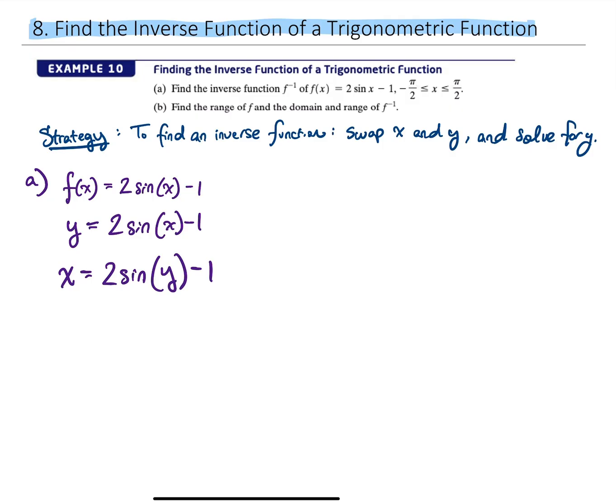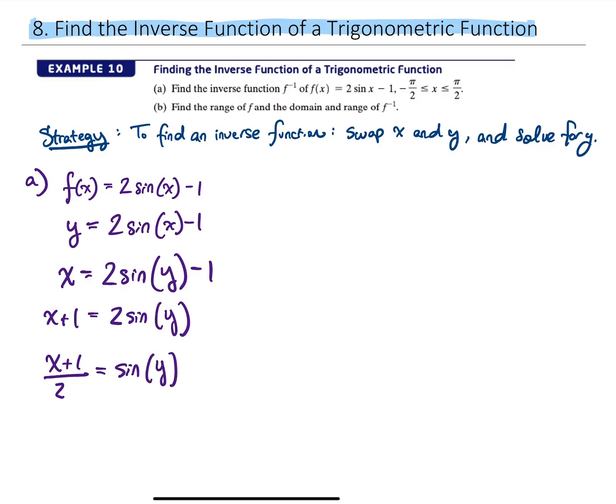So that worked with more algebraic functions. But we can do that also with the trigonometric functions too. So I swapped x for y. Now I want to solve for this y. So first I want to just isolate this trig function, the sine of y. So let's add 1 over to the other side. So that gives me x plus 1 equals 2 sine of y. Then I'll divide by 2. So (x plus 1) over 2 equals the sine of y.